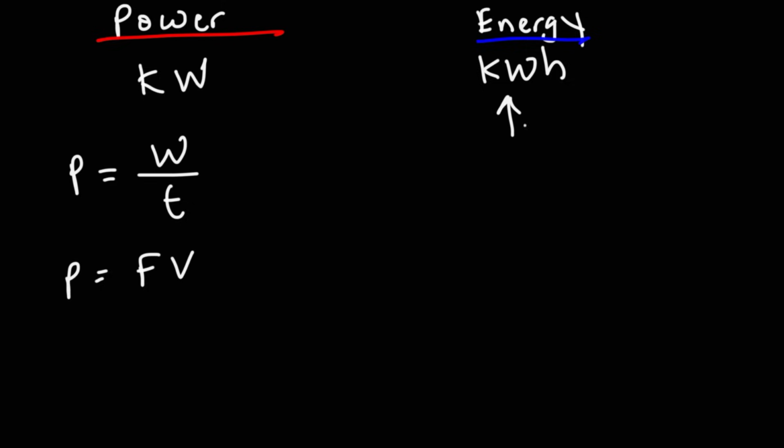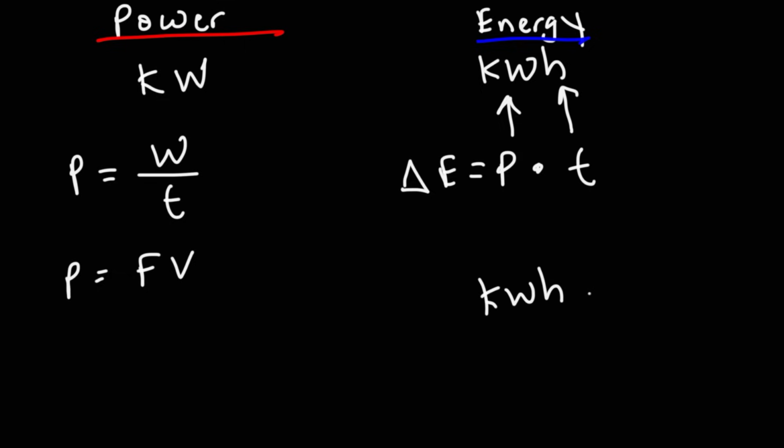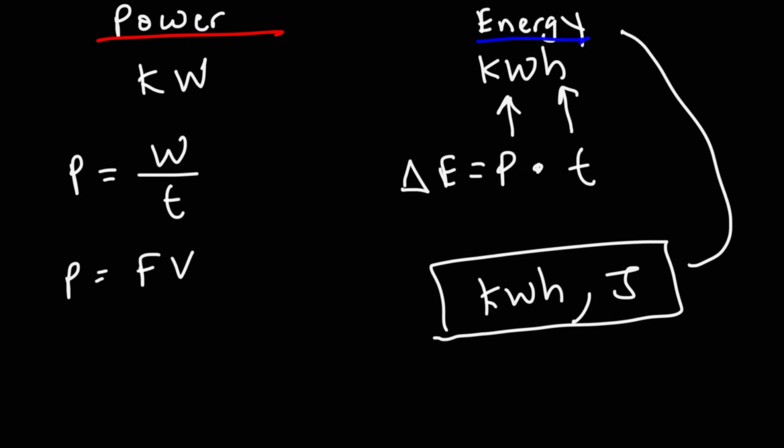So kilowatt has to do with power, hours has to do with time. When you multiply power and time, you get work, or the change in energy, which is how much energy has been transferred over that time period. So power multiplied by time gives you the work, or the change in energy, in joules or kilowatt hours. So kilowatt hours, joules, these are units of energy and not power. So make sure you understand the difference between the two.